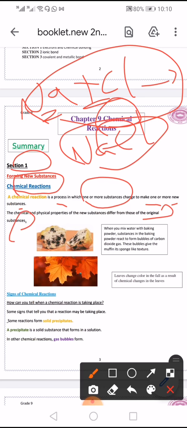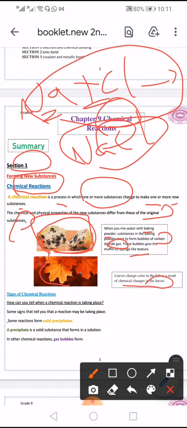For example, when you mix water with baking powder or baking soda, substances in the baking powder react to form bubbles of carbon dioxide gas. These bubbles give the muffin its sponge-like texture. Look, when you use baking powder or baking soda to make a cake, what happened? Baking soda or baking powder reacts and releases carbon dioxide. This carbon dioxide makes the muffin or cake spongy. This is a reaction.